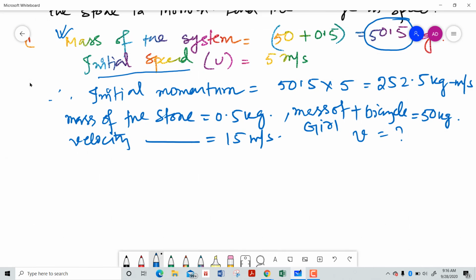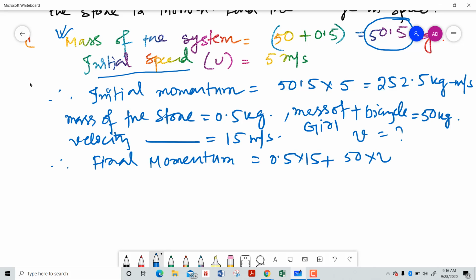So what can be the final momentum? Final momentum, if I just calculate for that, should be equal to the mass of the stone multiplied by its velocity, plus the mass of the girl and the bicycle, that is 50 kg, and they will acquire a velocity of v, right?